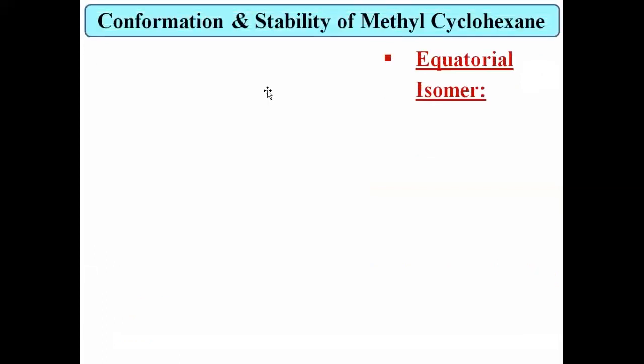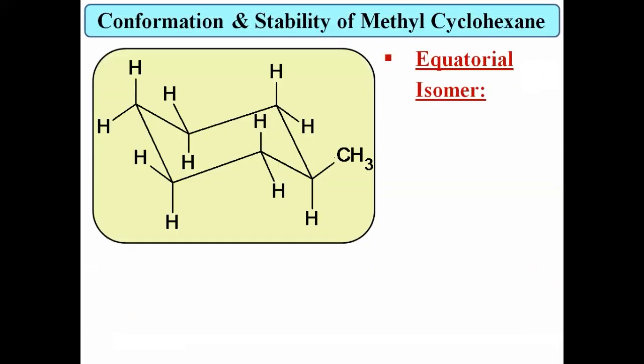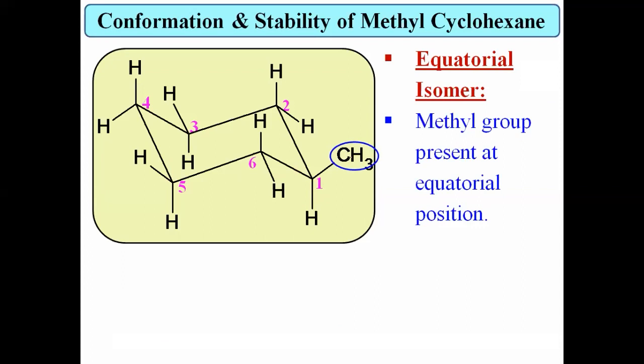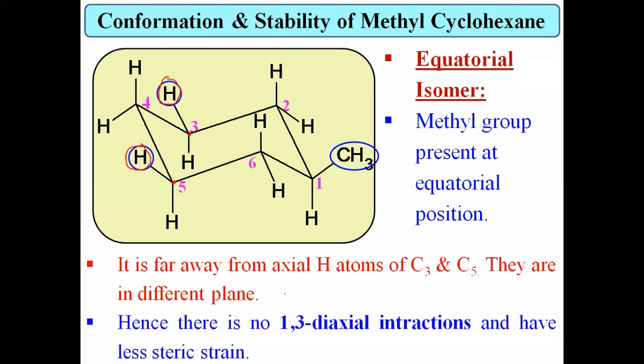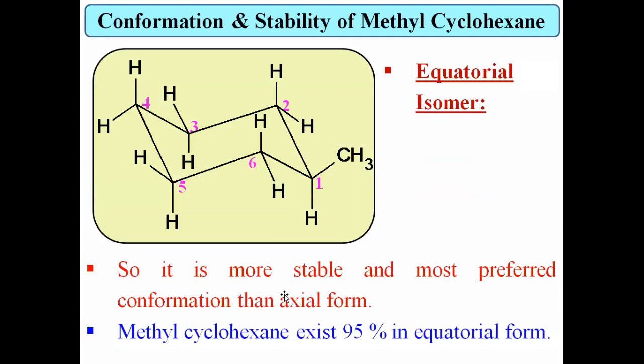Let us see second. यामध्ये second बघूया, equatorial isomer. याला आपण equatorial का म्हटलं? Because the methyl group is present at equatorial position. But what about C3 and C5? Okay, this is the C3 and this is the C5 carbon. What about those hydrogen atoms? In the case of this equatorial isomer, that methyl group and hydrogen atoms on C3 and C5 are away from each other. They are apart from each other. Therefore, there is no 1,3 diaxial interaction.